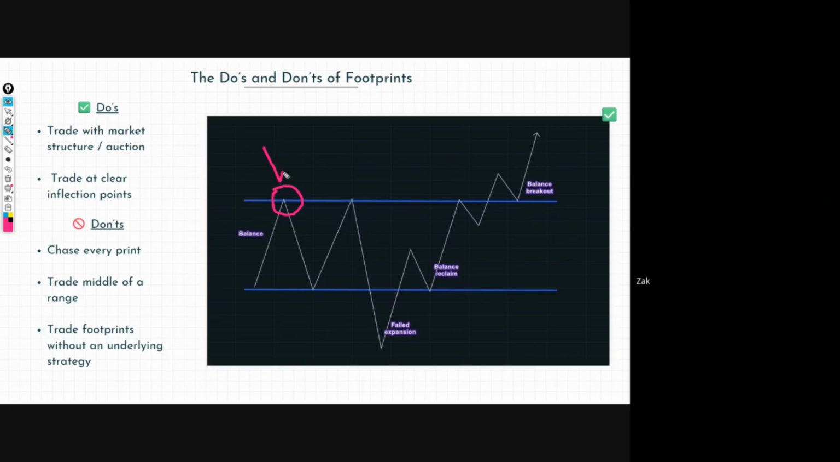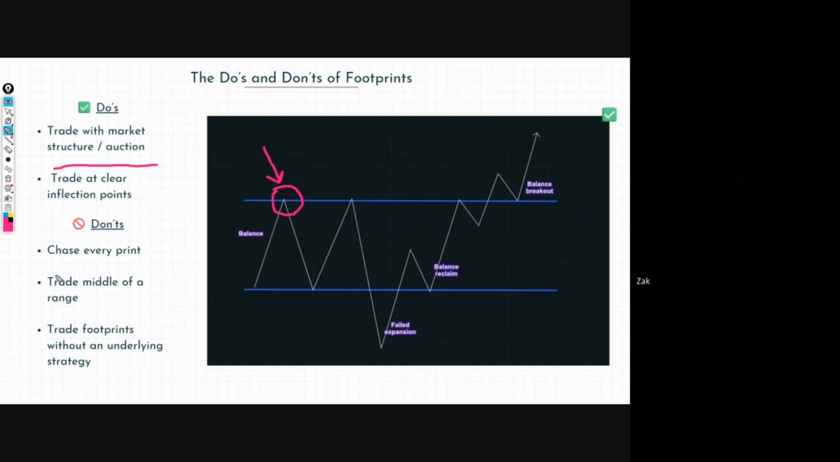I will define my range or my balance, whatever you want to call it, on a higher time frame. And then when it hits that level, I know what the possible outcome of that will be. Then I get fractal. I zoom into like a 1-minute chart and a footprint chart, and I start looking for ways to get into that trade. So I trade with market structure and the auction, and I trade footprints at clear inflection points, or I view them at least at clear inflection points.